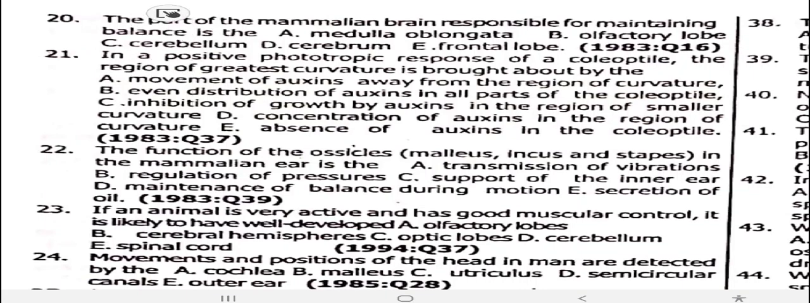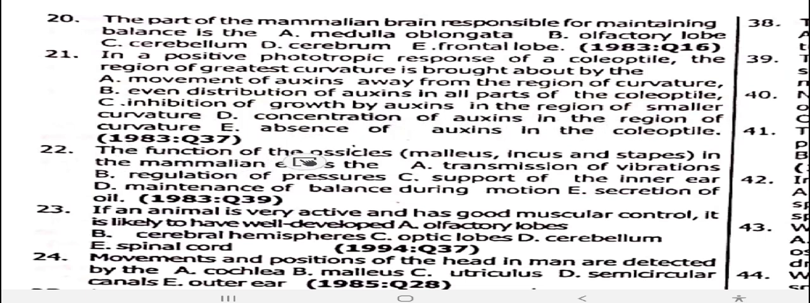We stopped at question 20, the previous clip. We said the part of the mammalian brain responsible for maintaining balance is the cerebrum, option C. 21. In a positive phototropic response of a coleoptile, the region of the greatest curvature is brought about by the... We said question 21 is brought about by the concentration of auxin in the region of the curvature, option D.